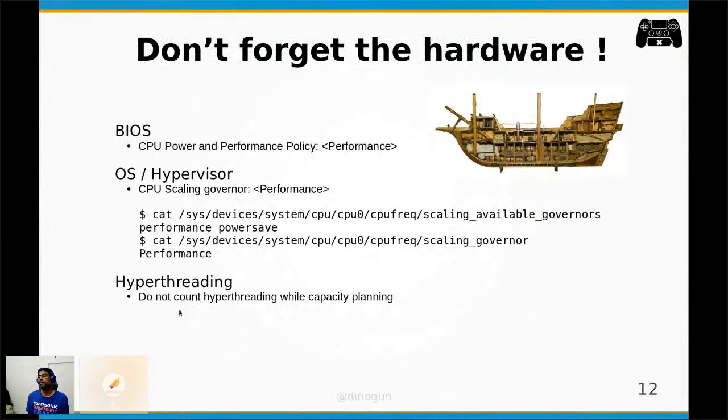So the best practice is to not count hyperthreading while you're doing capacity planning, because if you have 8 cores, you should ideally plan only for deploying for those 8 cores and not for 16 hyperthreads, because you typically tend to get only about 20% additional performance with the hyperthreads and not the full capacity of a core. So the best practice is to not account for hyperthreading while capacity planning.